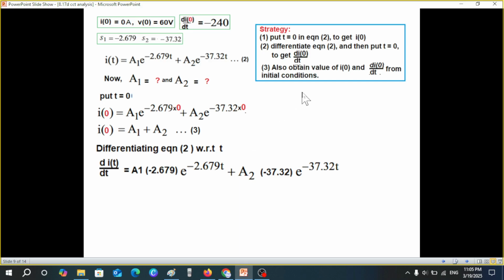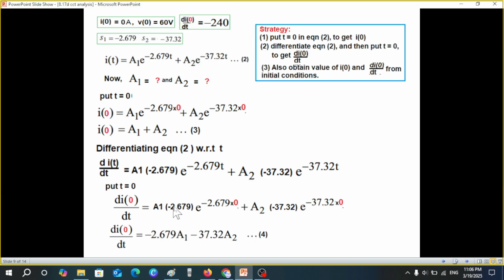And then we differentiate equation number 2. So this equation we are differentiating with respect to t, and I hope you know how to differentiate. This value will come first, and this is the differential equation. And here also we'll put t is equal to 0 now. Putting t is equal to 0, we get this value. The exponential of 0 will make it 1. So the final value is equation number 4.